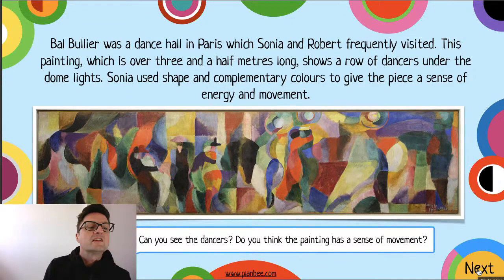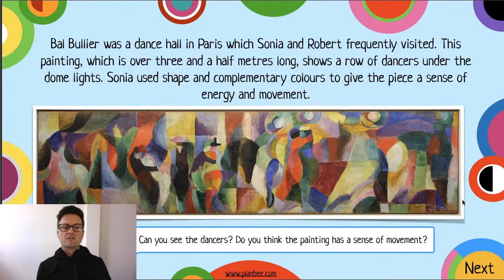Lavelle Boulier was a dance hall in Paris which Sonia and Robert frequently visited. This painting, which is over 3.5 metres long, shows a row of dancers under the dome lights. Sonia used shape and complementary colours to give the piece a sense of energy and movement. Can you see complementary colours, these dissimilar colours being used next to each other here, like red and yellow, and orange and purple here? Cerulean is being used here, isn't there? That's a great word for a colour.